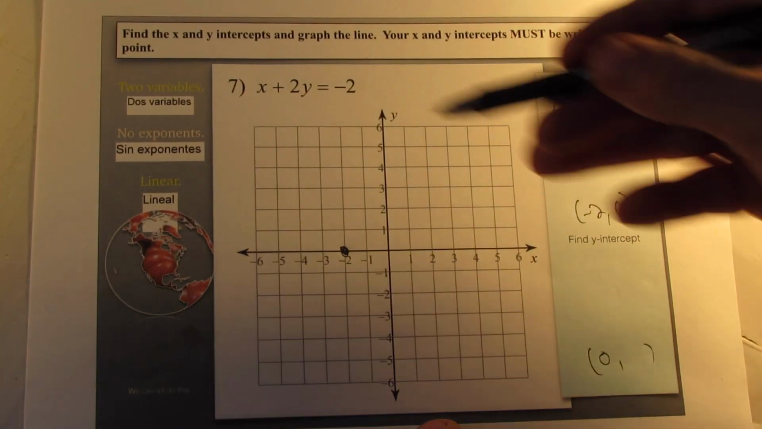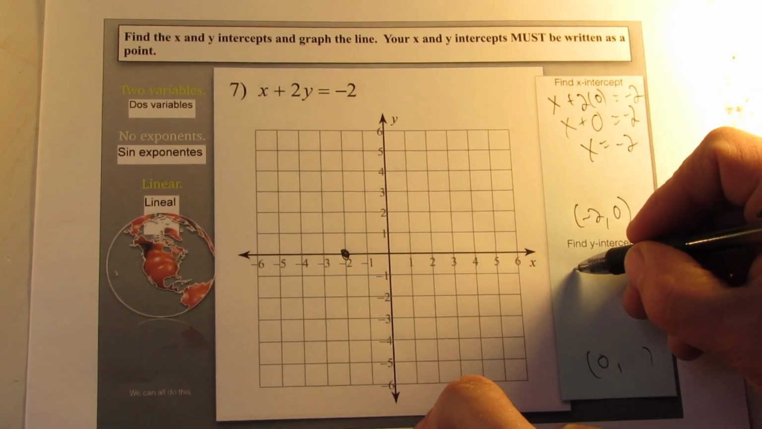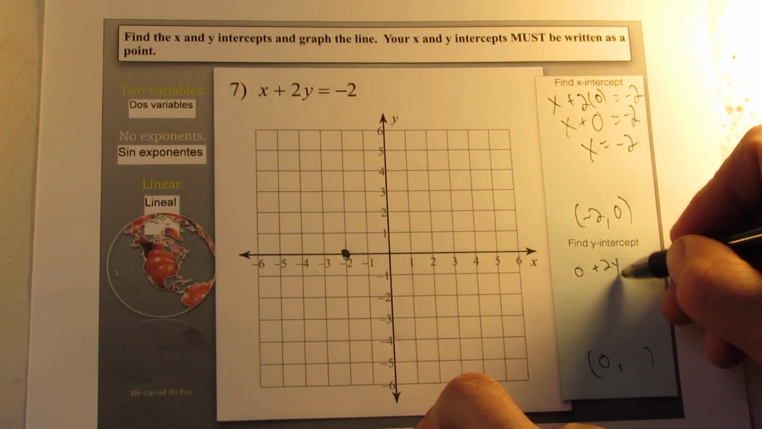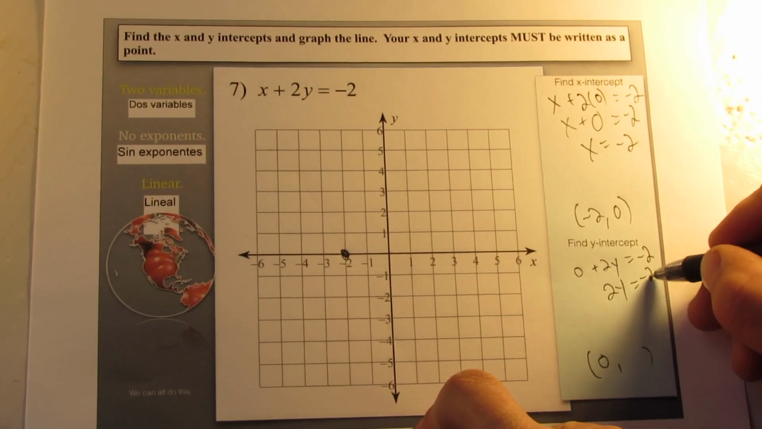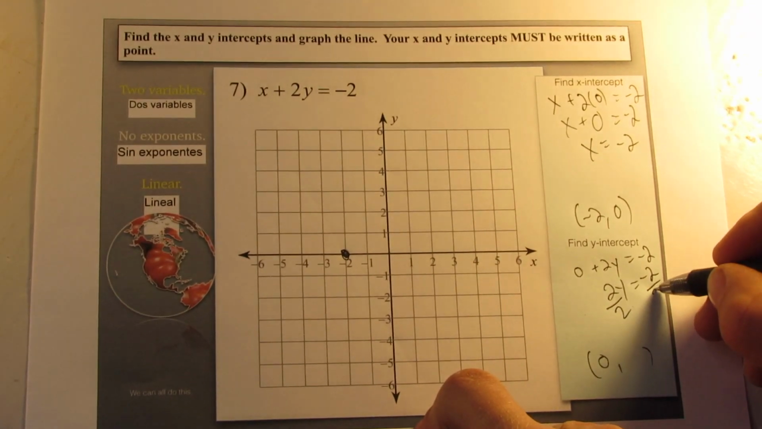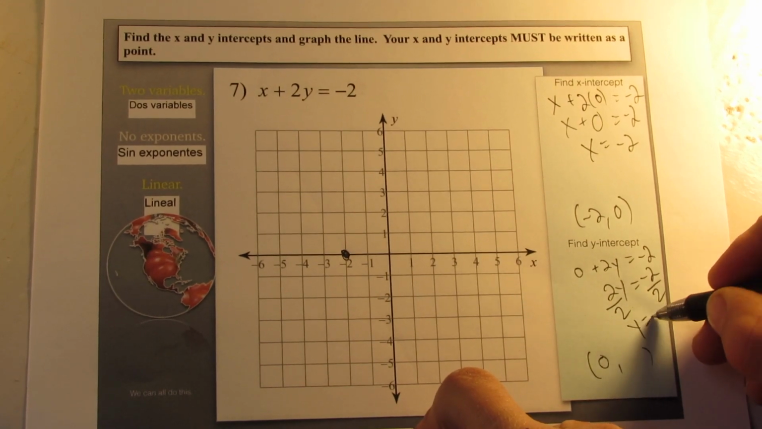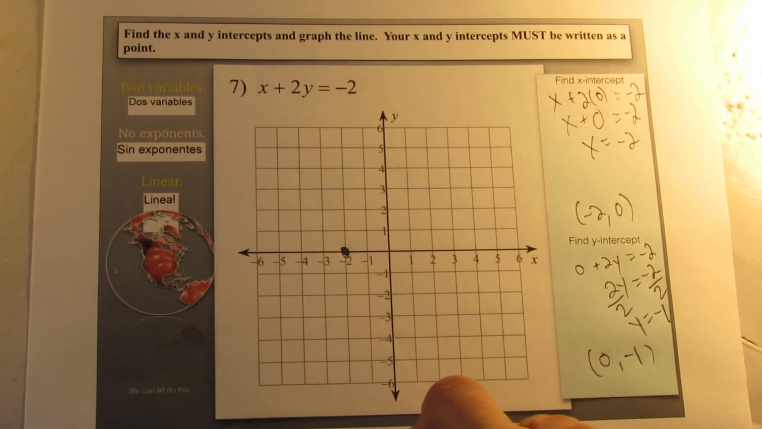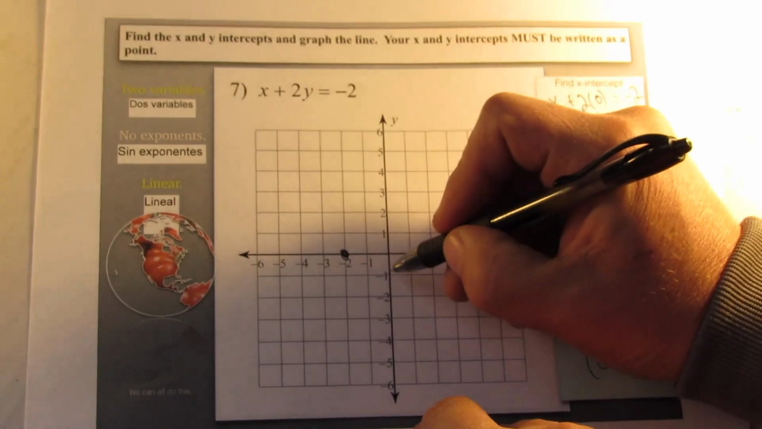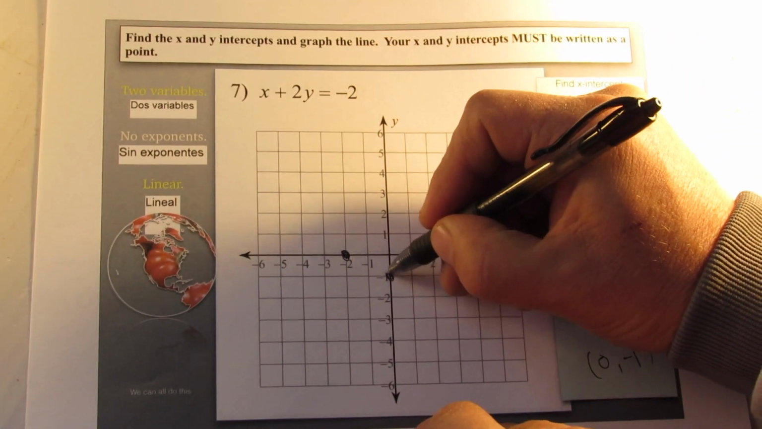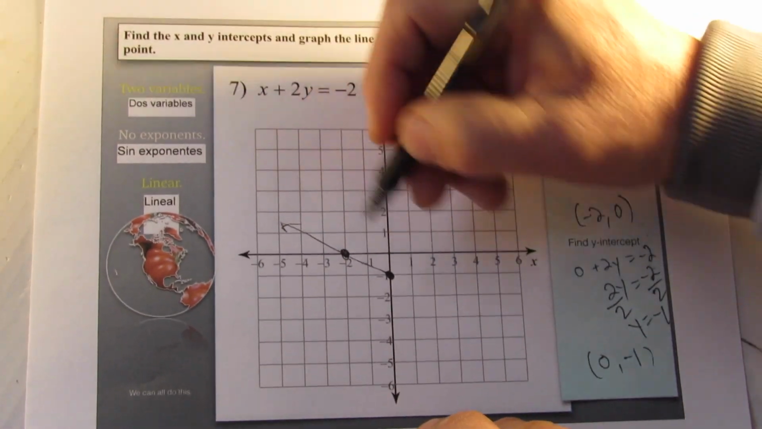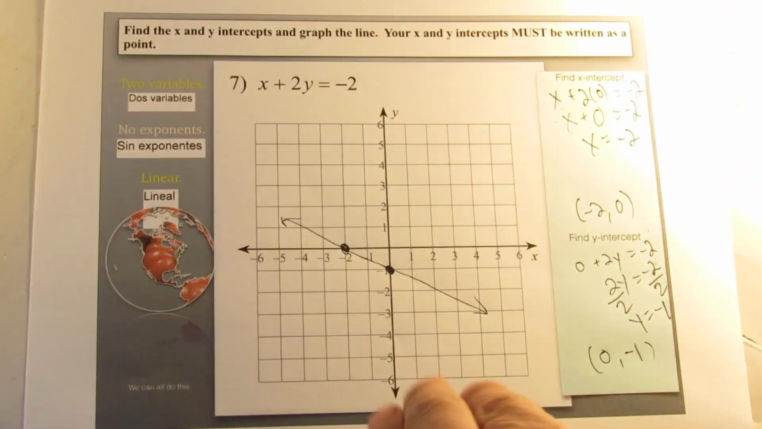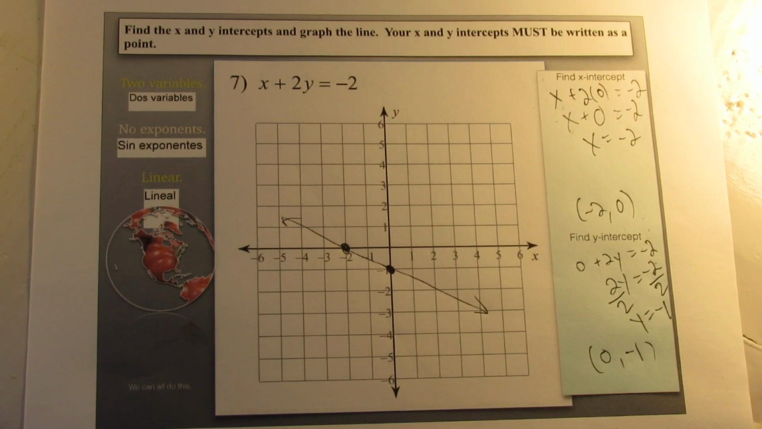This time we put 0 in for x to find our y-intercept. So 0 plus 2y equals negative 2. 2y equals negative 2. Divide. And y equals negative 1. Obviously I can do those pretty fast. I think you'll get to a point where you can too. Draw the line through those 2 intercepts. And you have number 7 completed.